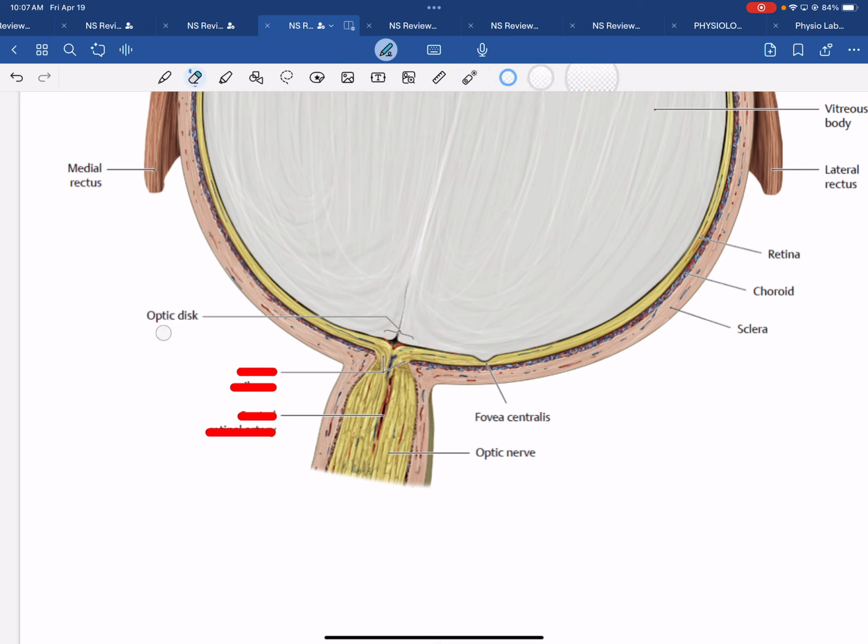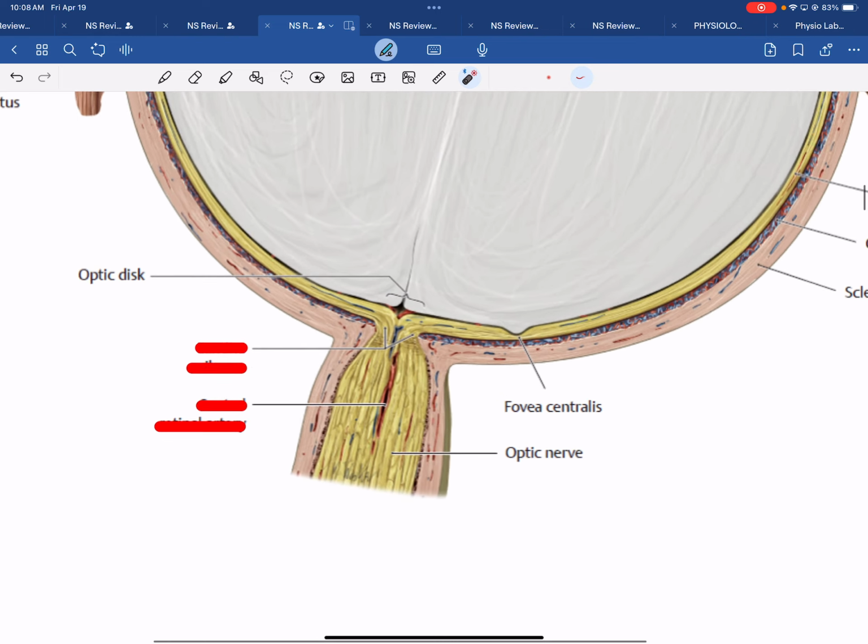Good, the optic disc. What does the optic disc do? Or like, what is it? It's a hole in the retina. Okay, it's like a hole in the retina. Good. It's a blind spot, right? There's a blind spot here, yes. Why is there a blind spot? Because all of the axons from which cells are converging here? Which cells? The ganglion cells? Good, the ganglion cells. Good.